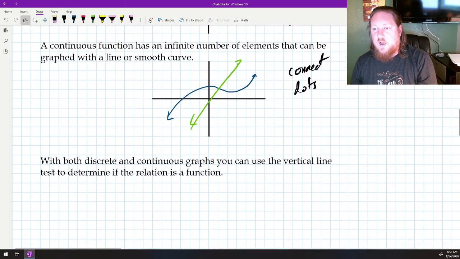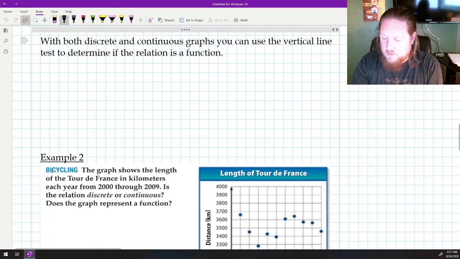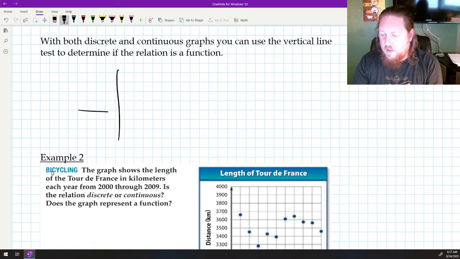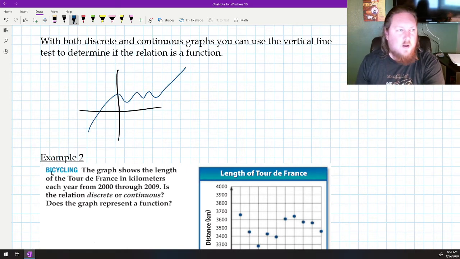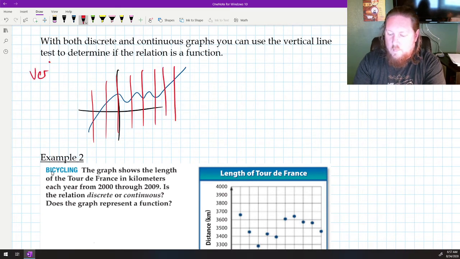With both of these kinds of graphs, you can use the vertical line test, which I just mentioned a second ago. So if you've got any sort of graph, that's a big crazy graph right there. But if I were to draw a vertical line anywhere along that graph, I would only ever hit it once. Vertical line one time, you're a function.